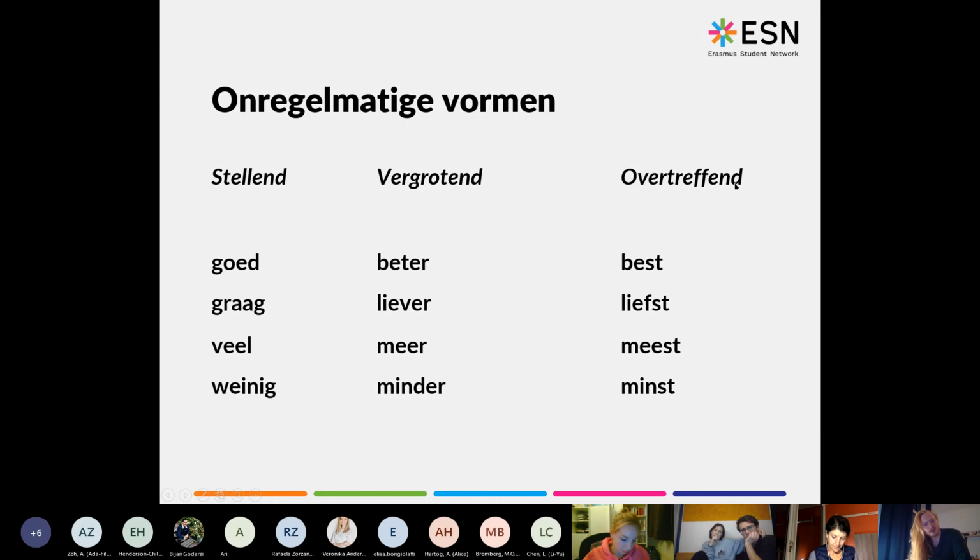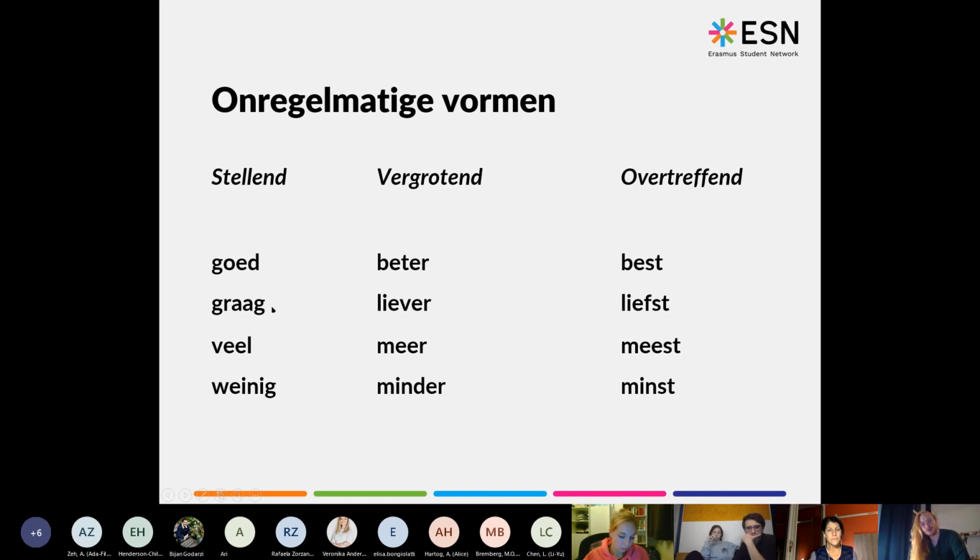Then, just like in English, there are some irregular ones. Not a lot though. Like in English, good, better, best. In Dutch it's goed, beter, best. And this one is pretty interesting, because a lot of Dutch people don't associate these with each other that much, but they do work together.